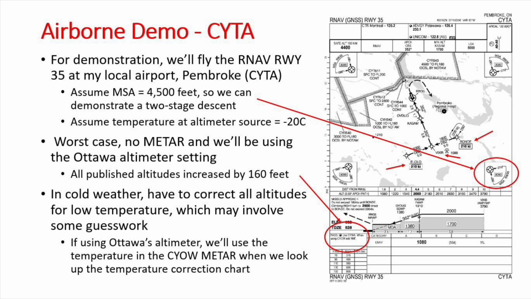At Pembroke, weather reporting has recently become problematic. We used to use the METAR for Petawawa, which is just a few miles north, but METARs there may or may not be available since COVID. If there's a Unicom operator around, you'll be able to get the altimeter setting and maybe even the temperature and winds. If there's no local altimeter setting, you have to use Ottawa's and add 160 feet to all published altitudes.